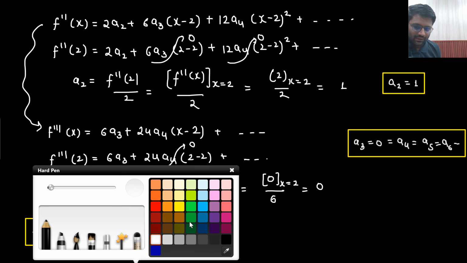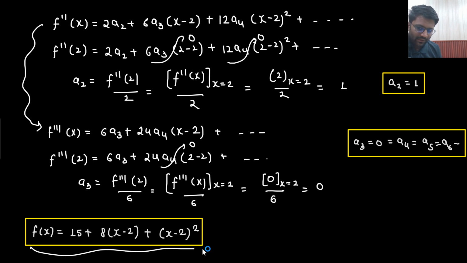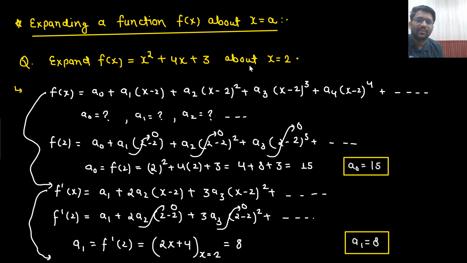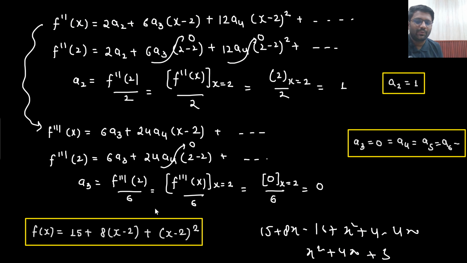If you solve this particular expression, you will get the same answer. Basically, I am saying that solve this particular expression. What will you get? Sir, 15 plus 8x minus 16 plus x square plus 4 minus 4x. So what you are getting? x square, this will become 4x, and see the constant value, this should be minus 1. So x square plus 4x plus 3. Yes sir, x square plus 4x plus 3. So your f(x) could be written in this manner.